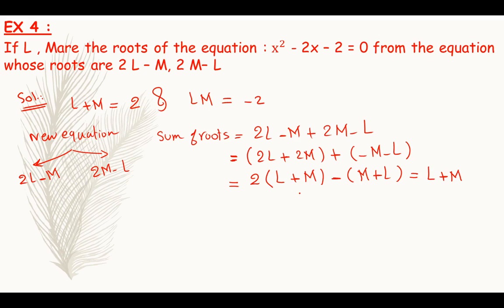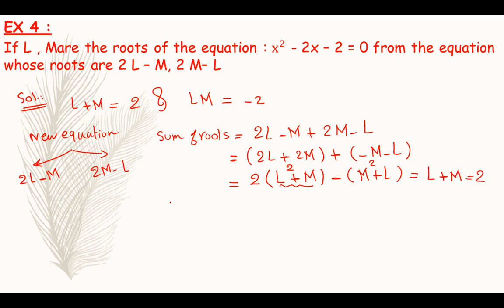Or you can replace L plus M by 2. We know that L plus M equals 2, and L plus M here also equals 2. So it will be 2 multiplied by 2 equals 4. 4 minus 2, which equals the result of L plus M, which equals 2.